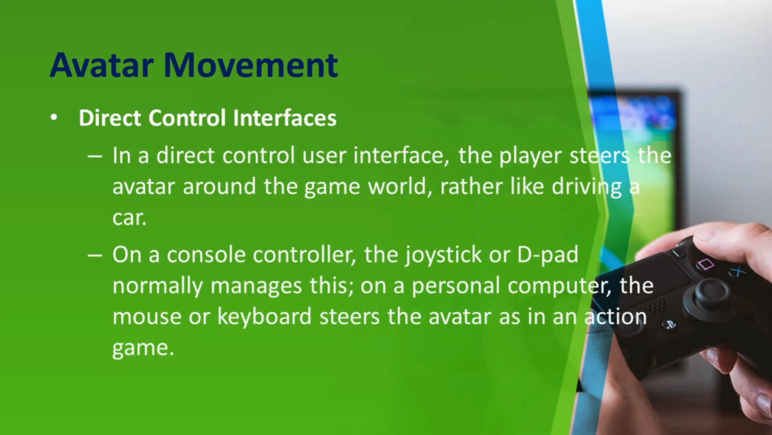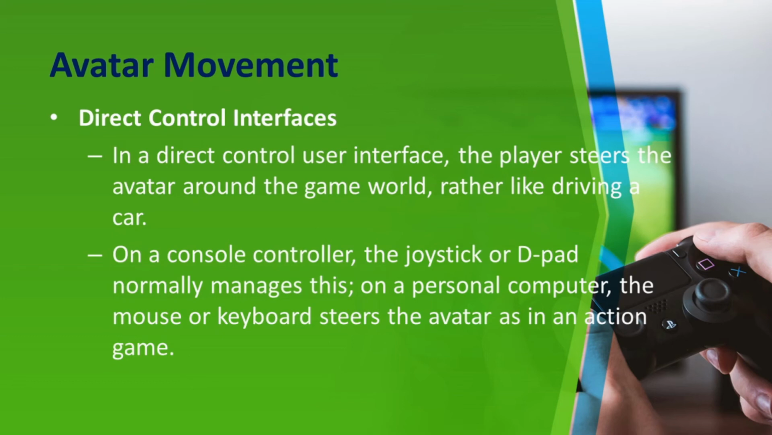Then the next type of avatar movement that you can do in adventure games and action adventure games will be the direct control interface. In a direct control user interface, the player steers the avatar around the game rather like driving a car. On a console controller, the joystick or your D-pad normally manages this. On a personal computer, the mouse or the keyboard steers the avatar as in an action game.